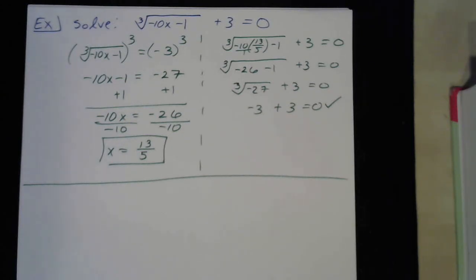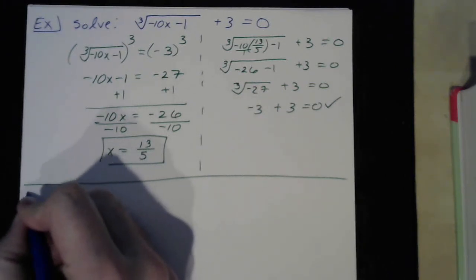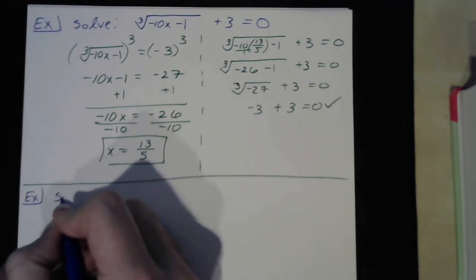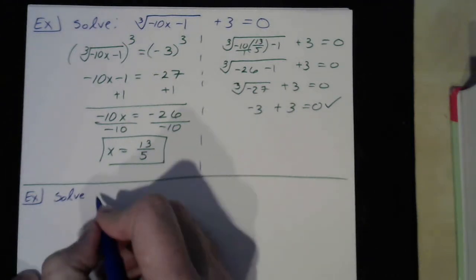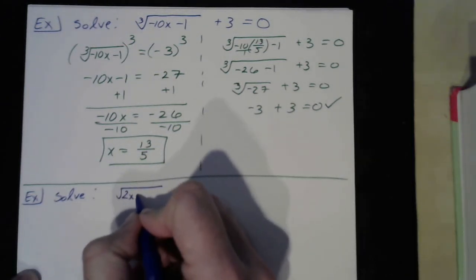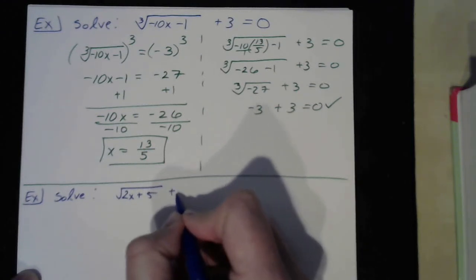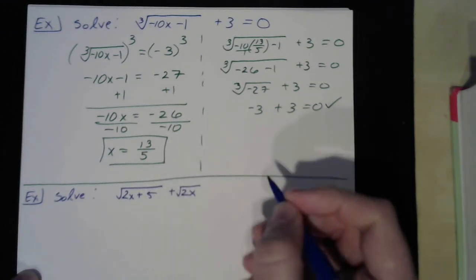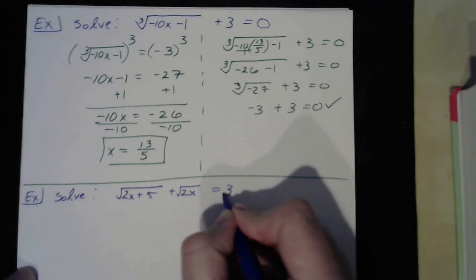Okay, so the next problem is kind of upping the difficulty a little bit. We're going to look at solving equations that have multiple radicals. So we're going to solve the square root of 2x plus 5 plus the square root of 2x equals 3.